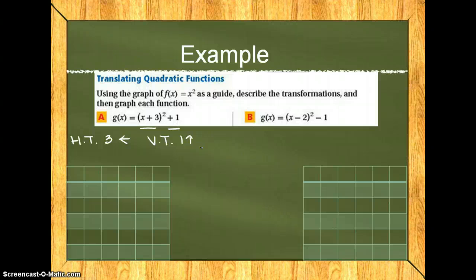From here we can begin to graph based on just the translations from the original. Since I know I'm going to move over to the left, I'm going to slightly shift my graph, and I shift my graph so I can accommodate the points that I have. So (-2, 4), (-1, 1), and (2, 4). And remember, our original graph was right here.